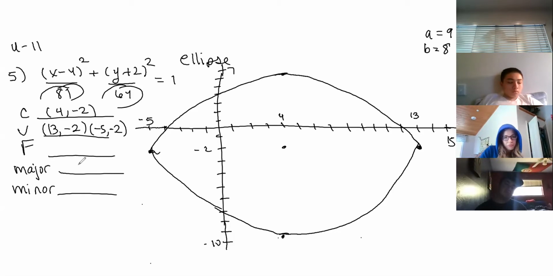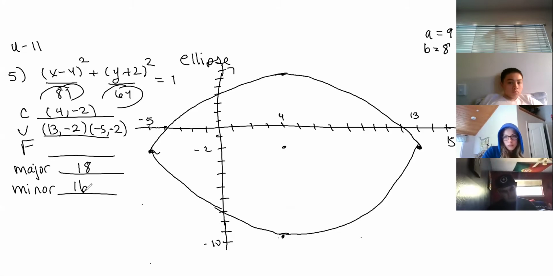so that was, what did we say, 18? Minor axis will be from the 2 points that are closest together. And if I went up and down 8, what's the length there? 16. Okay.